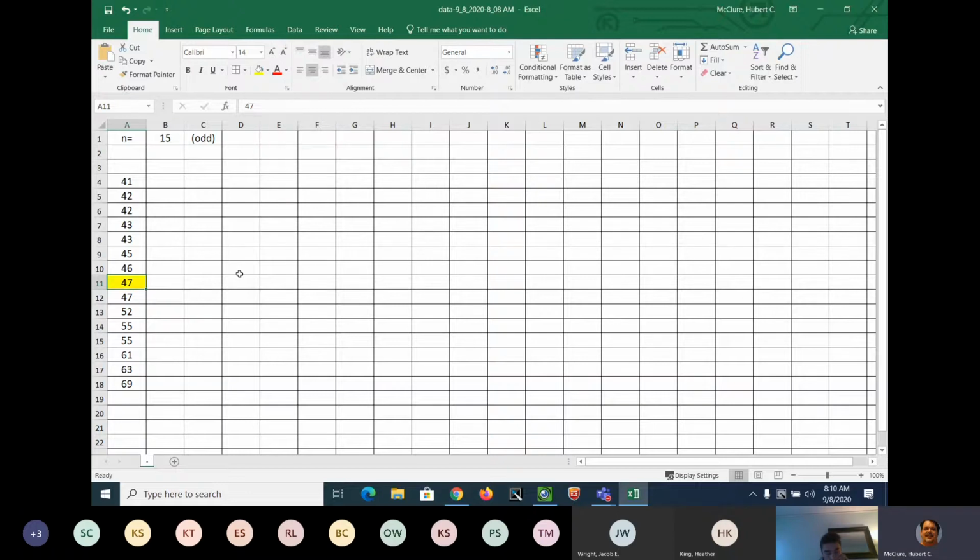Okay. So I'm going to go over here. I'm going to put quite a bit on here. Mean, median, mode, range, mid-range, variance, and standard deviation.